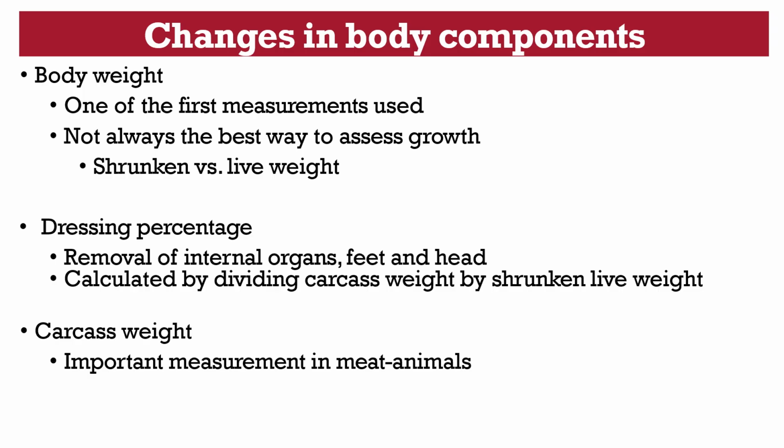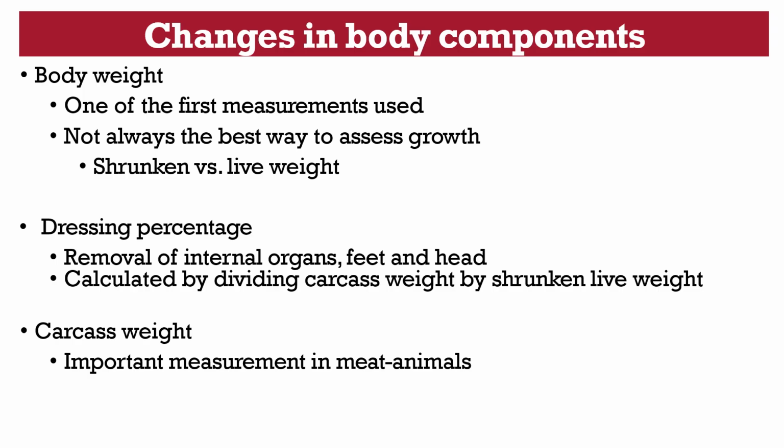Some of the changes that we look for include body weight, which is one of the first measurements you see, although it's not always the best way to assess growth because you might have shrunken weight and also live weight. Shrunken weight is when we fast these animals around 12 to 24 hours, which is normally the accurate weight. For meat animals, the most important measurement is carcass weight, which is measured after harvesting the animals, and then we remove the offals by removing internal organs, feet, and head.